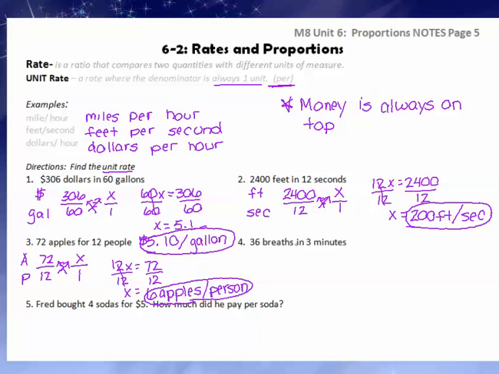And in number 4, I'm comparing breaths to minutes. So I have breaths to minutes. I have 36 breaths in 3 minutes. I want to know the unit rate, so I want to know how many breaths in 1 minute. Cross multiply, I have 3x equals 36. Divide by 3 on both sides. When I do that, I'm left with x equals 12. And for my label, I come back over here. I have breaths per minute. So breaths per minute is my answer for that one.